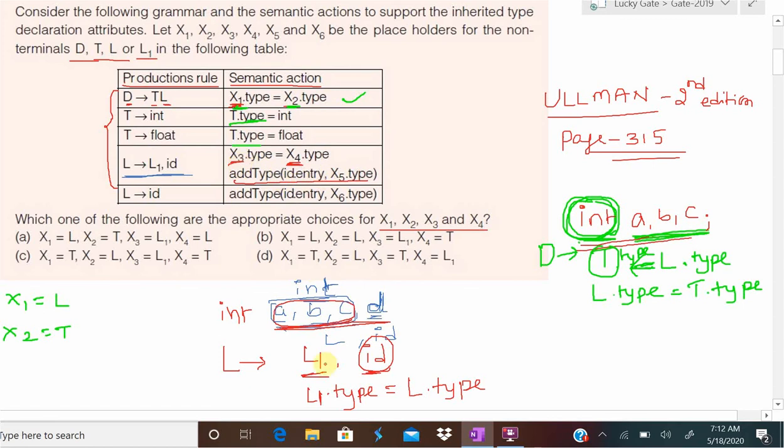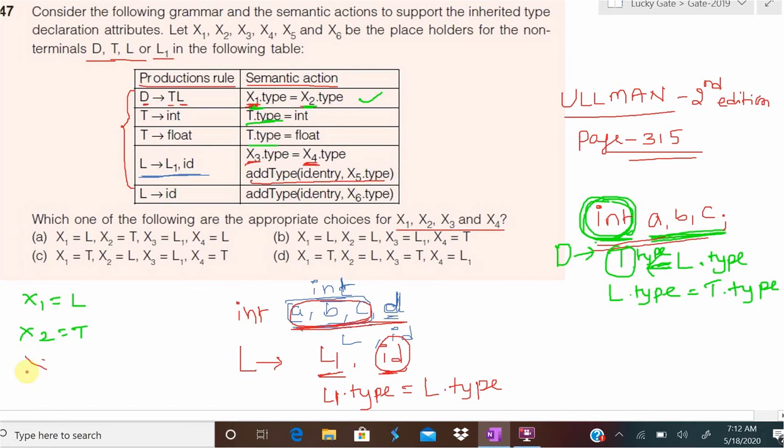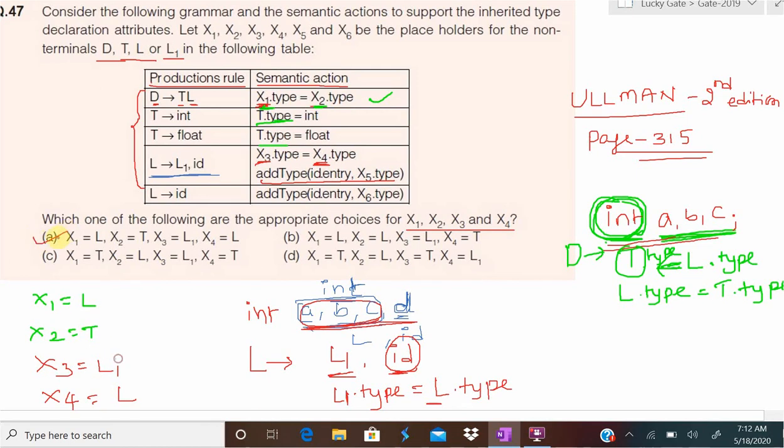Okay, now what is x3? We understood x3 should be L1 and x4 should be L, right? So x1 is L, x2 is T, x3 is L1 and x4 is L. This is matching with option A. So the answer for this question is option A, and it is given for 2 marks.